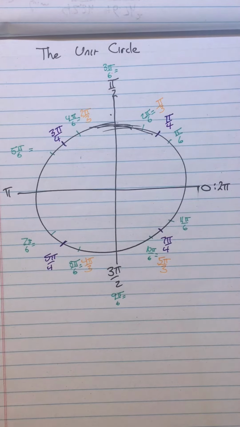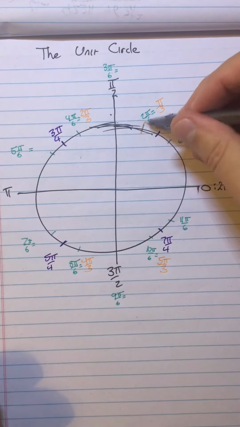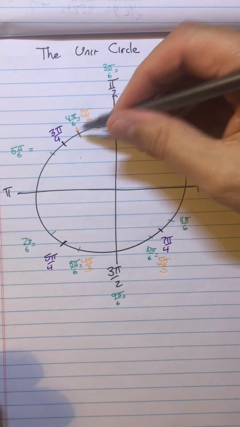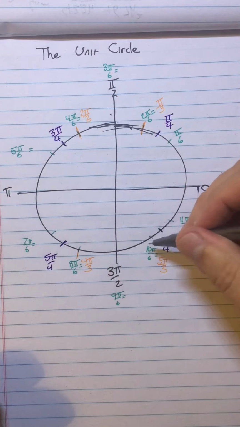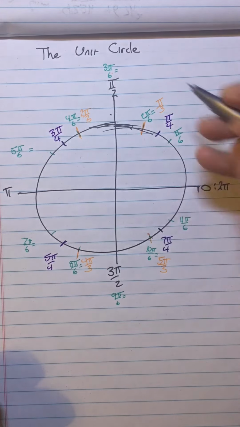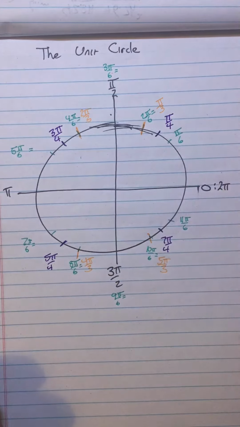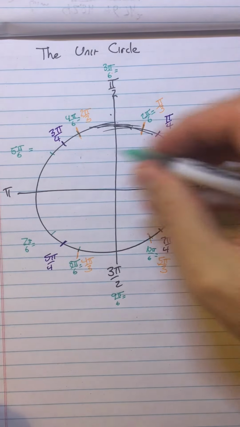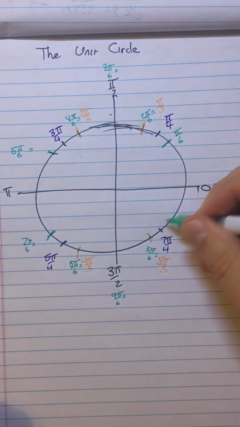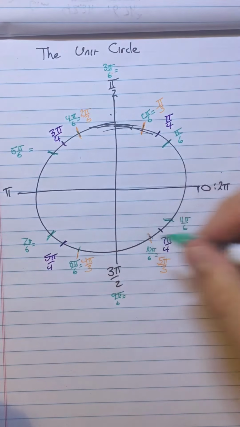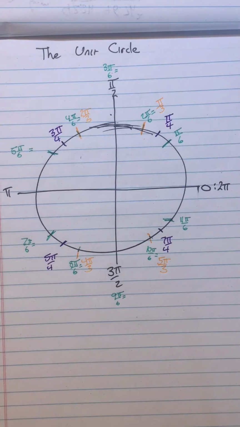If you like patterns, there are some other patterns. The pi over 3s are always the ones that are close to the y-axis, right? These are the pi over 3s. They're close to the y-axis, and they go 1, 2, 4, 5. And then the pi over 6s are the ones that are close to the x-axis. So they're here, here, here, and they go 1, 5, 7, 11. So if you remember patterns like that, you can remember it like that. Me, I like to go 1, 2, 3, 4, 5, 6, 7, 8, 9, 10, 11, 12, because it's easy to do. But you got to know all those.